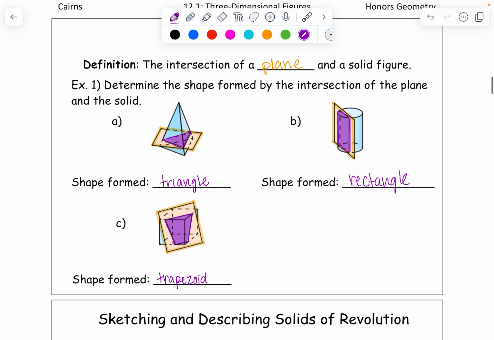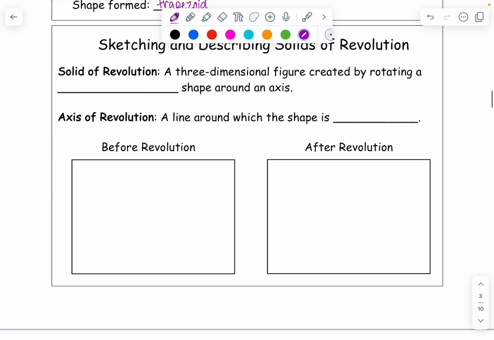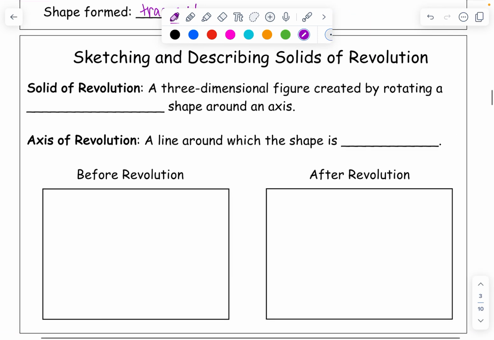Okay, are we good on cross sections? It is a plane that is cutting our shape and creating a 2D shape on the plane. On that orange sheet, what shape does it create? Okay, next thing, it says sketching and describing solids of revolutions.